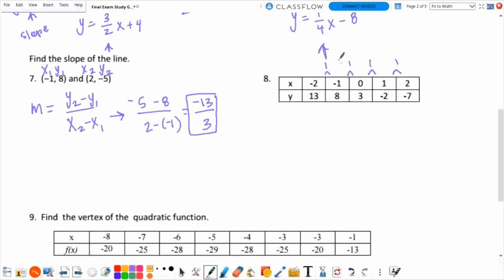And then the bottom should be the same all the way across as well. So negative 7 minus negative 2, that's negative 7 plus 2, it's 5. Negative 2 minus 3, negative 5. 3 minus 8, negative 5. And 8 minus 13, negative 5.